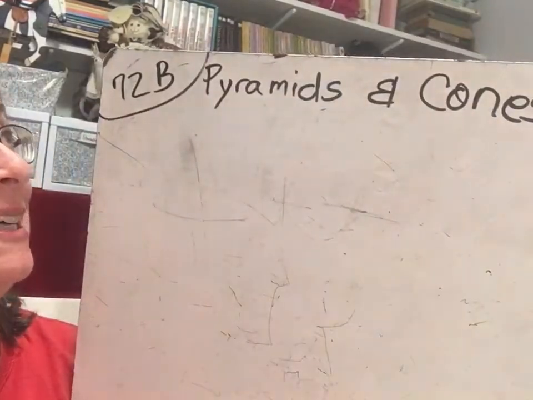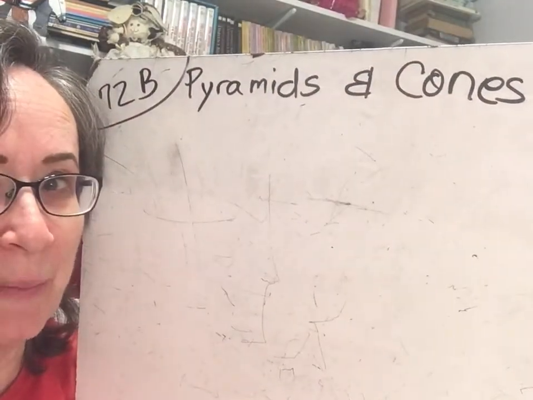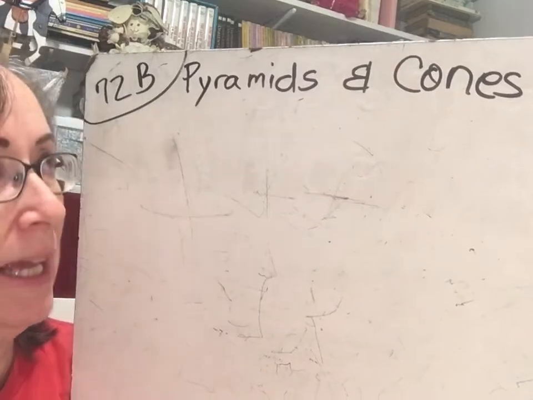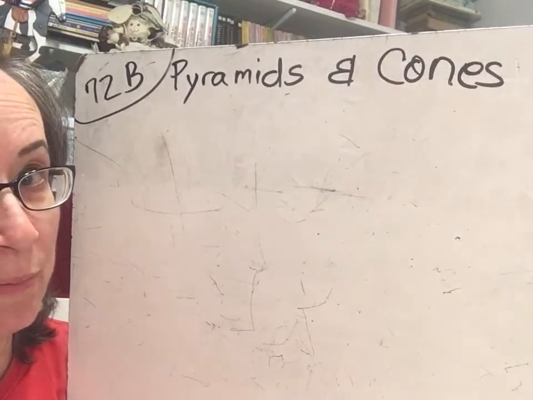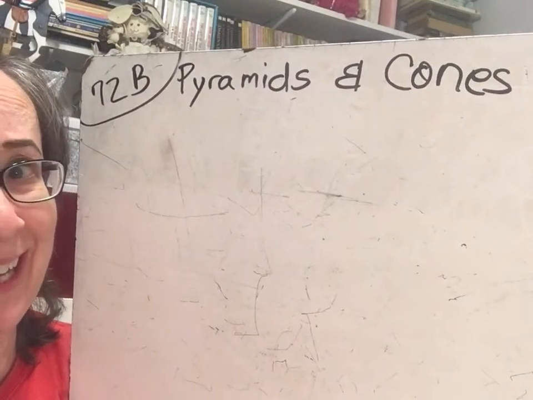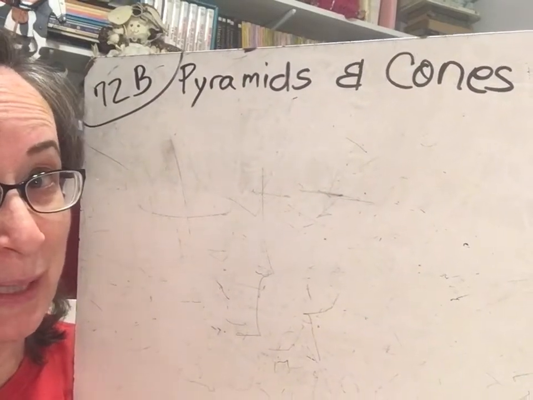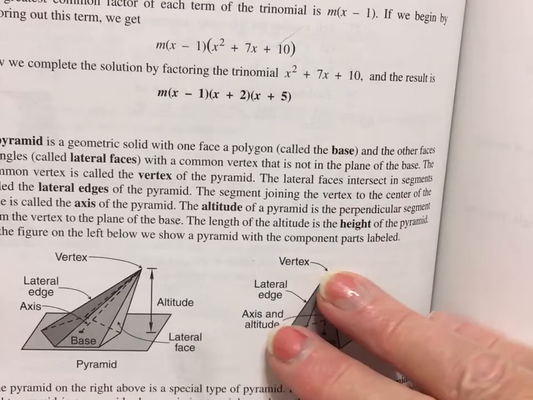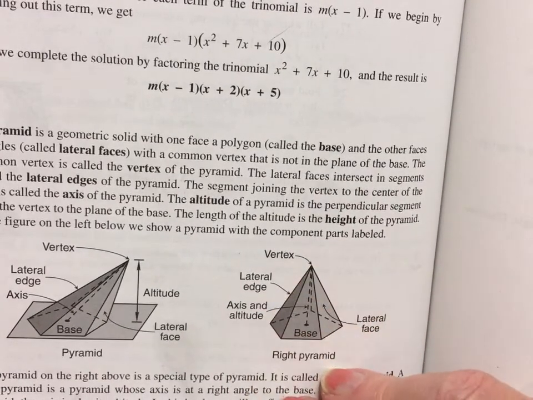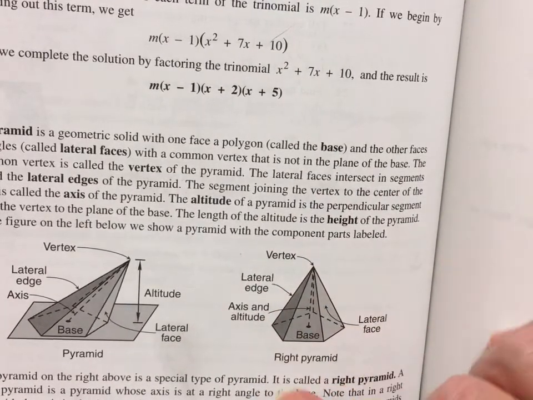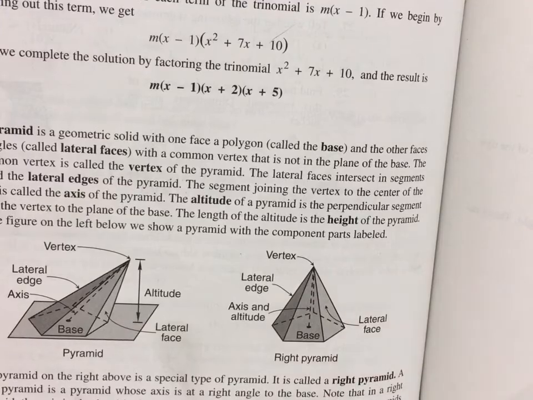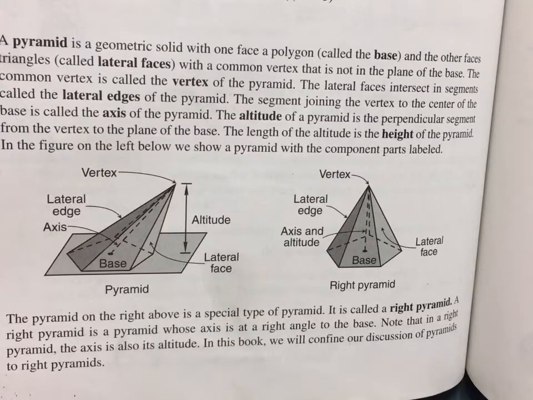Okay, so now we're on 72B, where we're working on pyramids and cones. Now this is where they draw all kinds of pretty pictures in the book, and I cannot draw worth beans, so I'm going to show you these problems in the book. Okay, so here we have so many definitions that I thought it would be helpful if I just explained it to you in the book. Okay, so here we go.